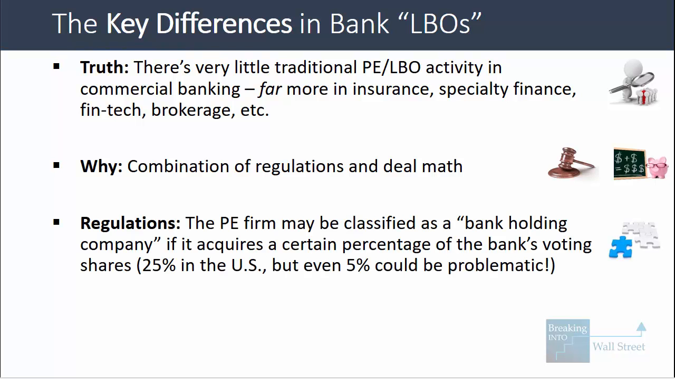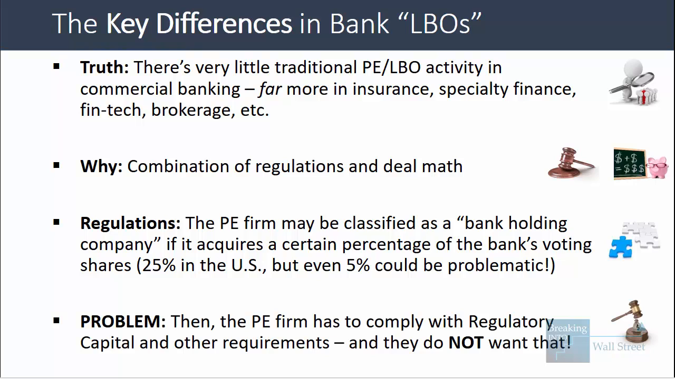With regulations, the issue is that if a PE firm acquires more than a certain percentage of the bank's voting shares, the PE firm itself may be classified as a bank holding company, and it will have to comply with regulatory capital and all the other requirements that are imposed on banks. Now, the specific percentage differs depending on the country you're in, and in some places it may not apply, but it's always an issue when a PE firm goes above a certain percentage ownership. They may fall under this classification, which they really do not want.